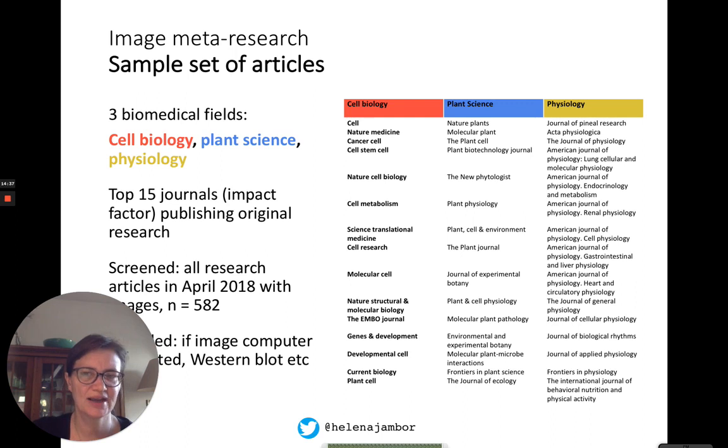So next, now we had a sample set of articles that we wanted to have a look at, but we wanted to do it systematically.